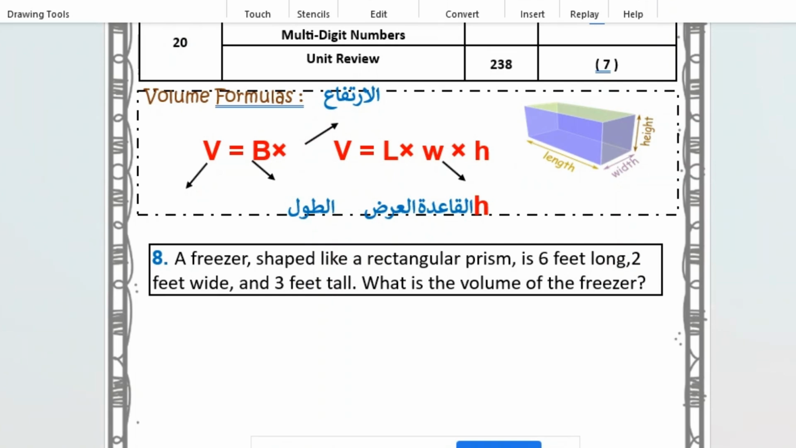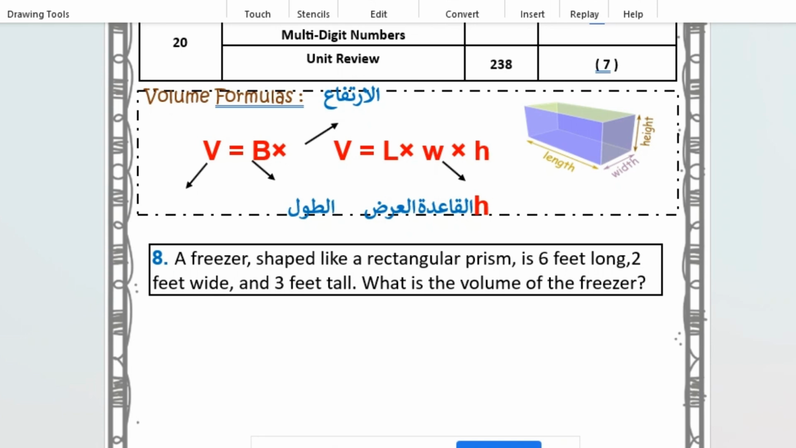Assalamu alaikum everyone. This is a revision for the EOT questions for term 1 for grade 5. This is the unit 2 questions. We are going straight ahead with the first question.